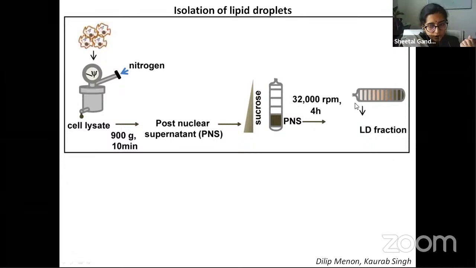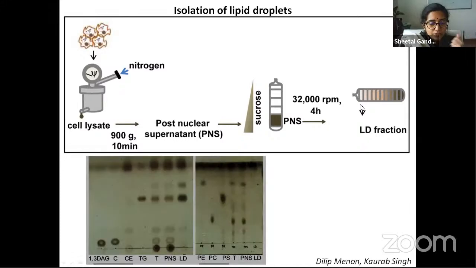So we isolate that top fraction from these tubes and then try to verify whether it is a fraction that is enriched in triglycerides and in the kind of proteins that are expected to be present in the lipid droplet. So for example, in a thin layer chromatogram, you can easily see, just look at this lane that is labeled T, which is the total cell lysate, and the last lane, which is labeled LD, which is the lipid droplet fraction, and this is a standard that we have loaded for triglyceride. You can see the enrichment of triglyceride and cholesterol ester in the lipid droplet fraction as opposed to the total cell lysate. So clearly we are enriching for the neutral lipids.